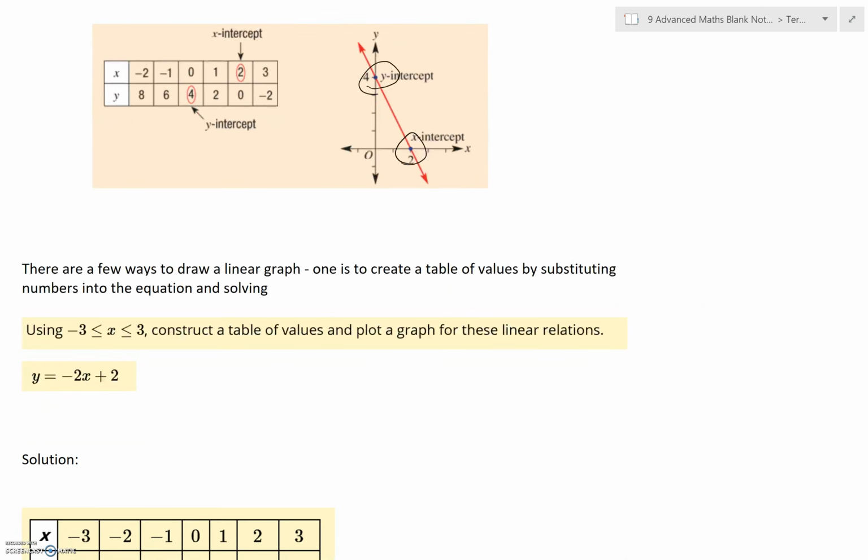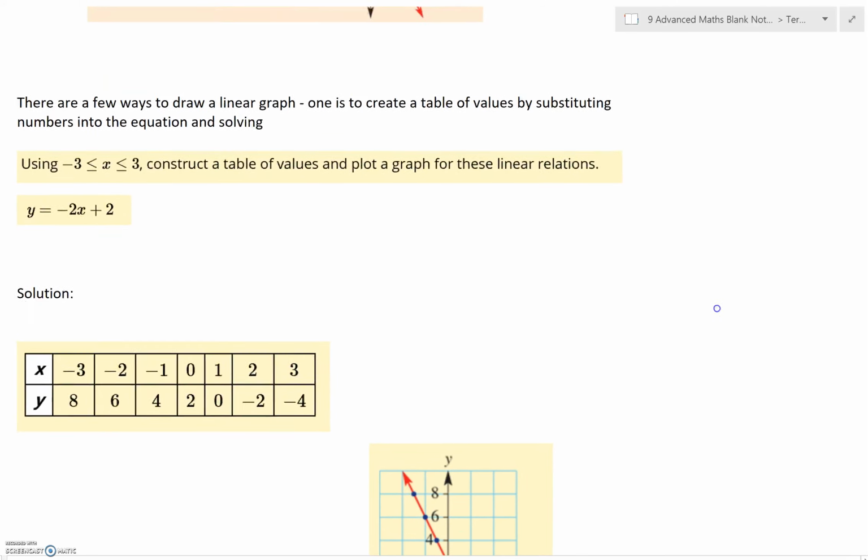So there are a few ways we can draw a linear graph or a linear relation. And one way that's pretty simple is to create a table of values and substitute numbers into that equation and solve. So we're really just using algebra here, and we're plotting them. So continuing our work with algebra.